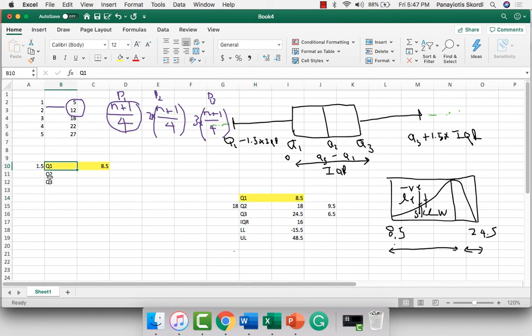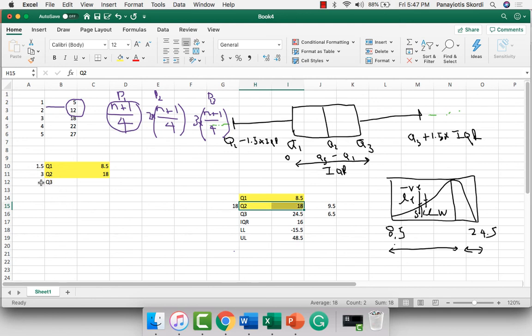How do we find the position for Q2? The position for Q2 is going to be 2 times n plus 1 over 4. So it's going to be equal to 2 times 5 plus 1 divided by 4. So the position is going to be position 3, position 1, position 2, position 3. That number is going to be 18. Let's put 18 in here. And so Q2 is 18. And that's exactly what Q2 was here, 18.